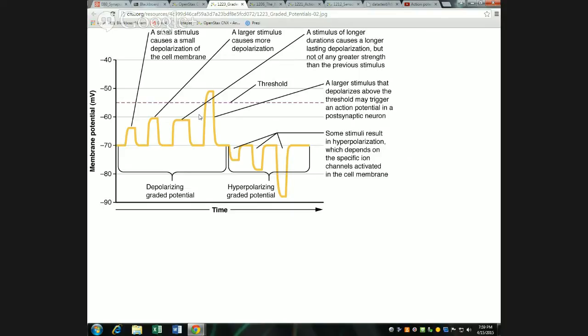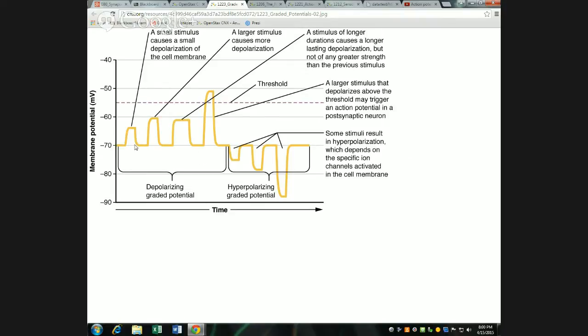The size of these different things has to do with the size, the strength of the stimulus. Another thing in here, this one is wider than these two because the stimulus can last longer too. And that'll make a difference in the shape of the graded potential. Now, of these four, the only one that's strong enough to actually get to threshold is this one right here. Just to show you that there is some variation there.